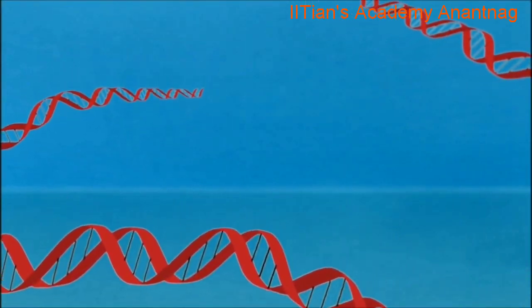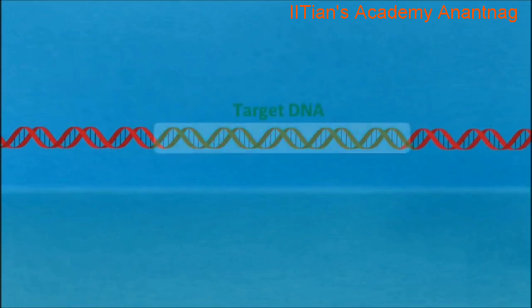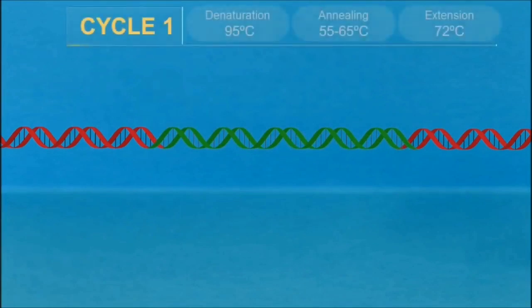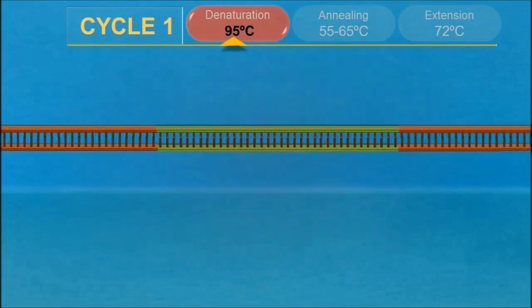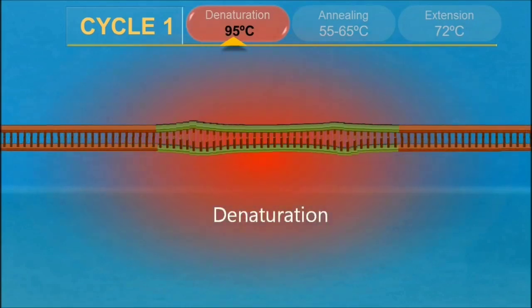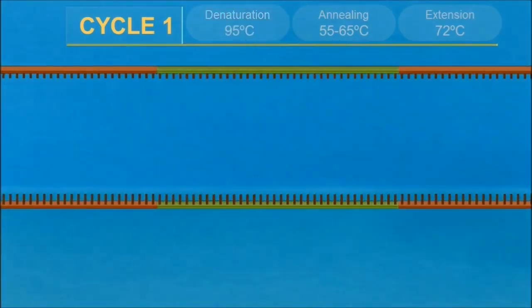Suppose this is our DNA molecule, and in this DNA molecule, this is the target DNA which we want to amplify, and this target DNA is subjected to the polymerase chain reaction. In cycle 1, the first step is denaturation. This is carried out at 95 degrees centigrade. This will result in melting of our DNA molecule, so the two strands will be separated. This is the melting or denaturation.